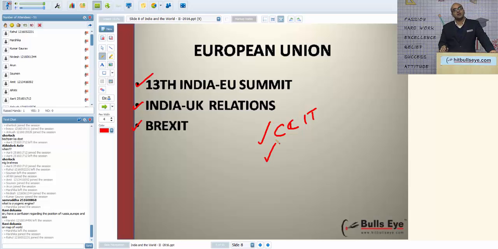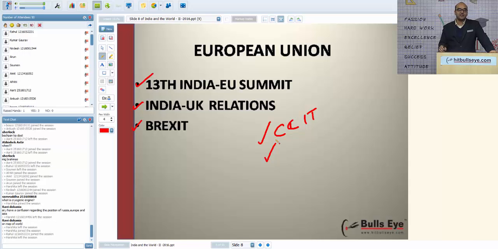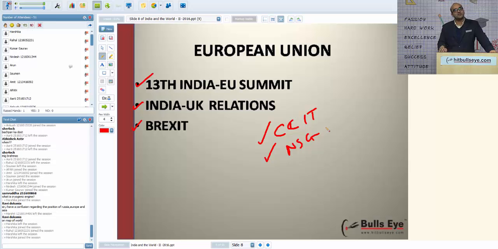Next, UK reiterated its support for India's entry into the NSG, that is the Nuclear Suppliers Group. A number of agreements as far as trade and investments were signed between India and UK. Now, the next major event in the international arena was the issue of Brexit.